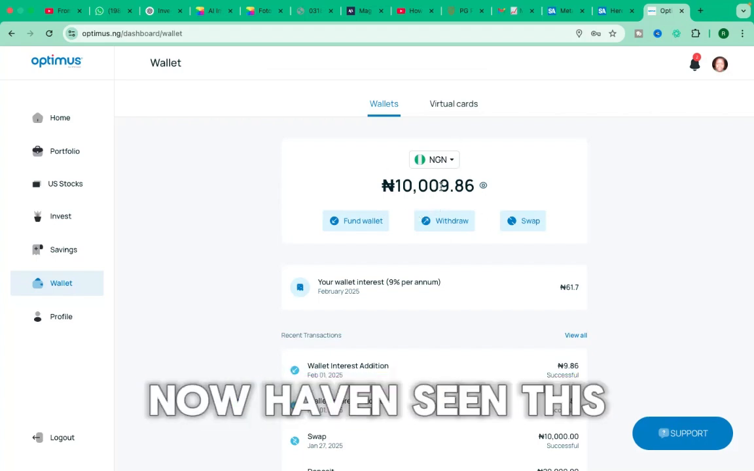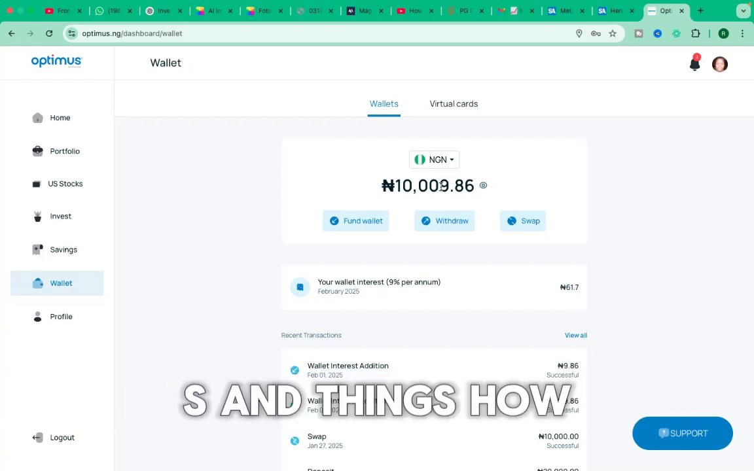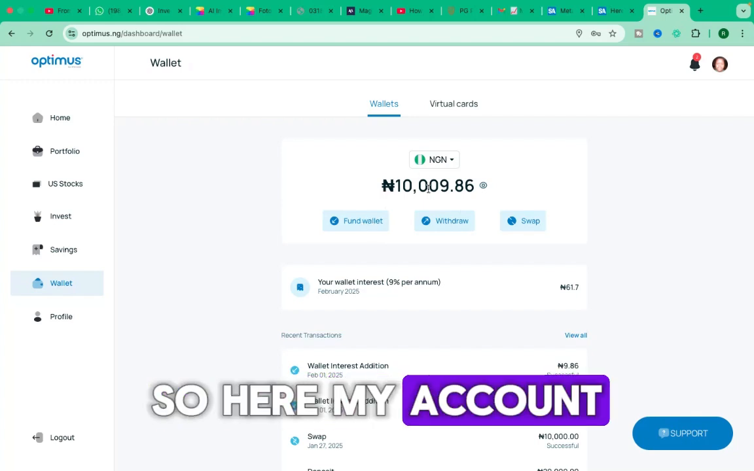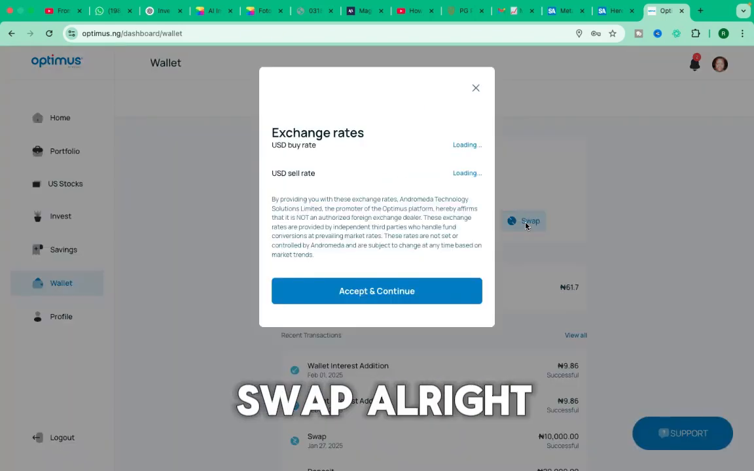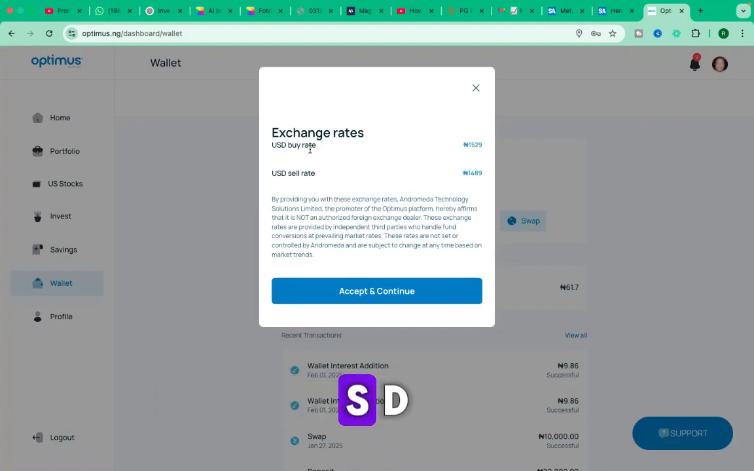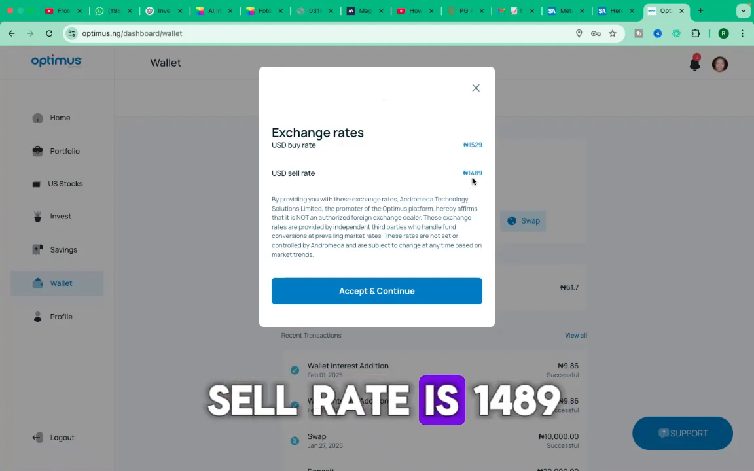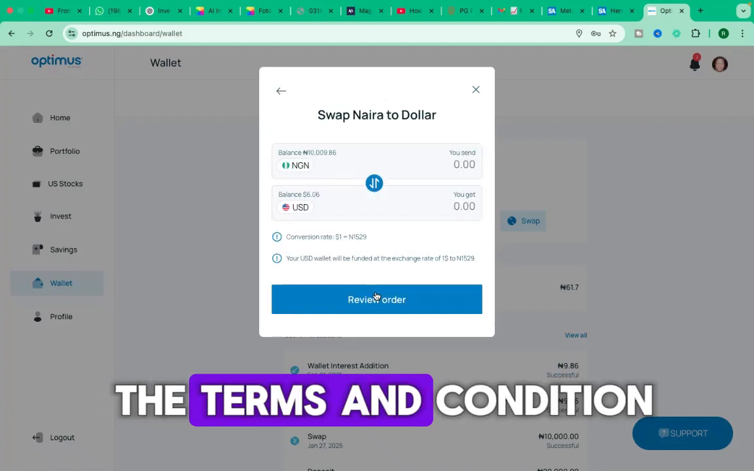Now, having seen this here, but we're talking about buying stocks in the US and things. How do we go about it? So here, my account has been funded. I can come here and click on swap. Now, it's telling me that USD buy rate is 15.29, sell rate is 14.89. So I will accept the terms and conditions.